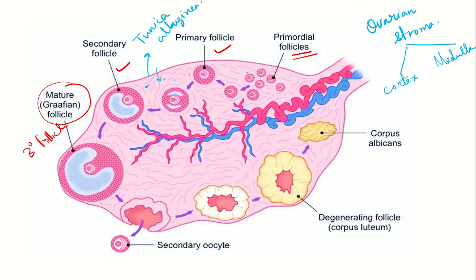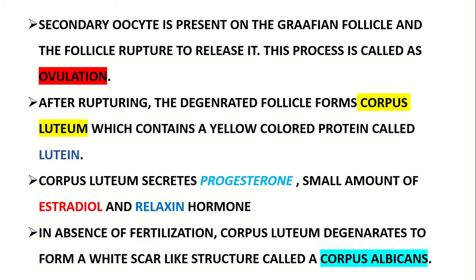So what actually happens? This Graafian follicle, after being matured, ruptures to release the secondary oocyte, and this process is known as ovulation. So ovulation is the process through which the secondary oocyte is released from the Graafian follicle. After the release of the secondary oocyte, this ruptured Graafian follicle further forms different structures. So first it forms the corpus luteum.